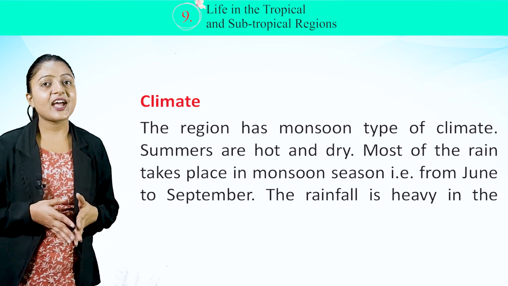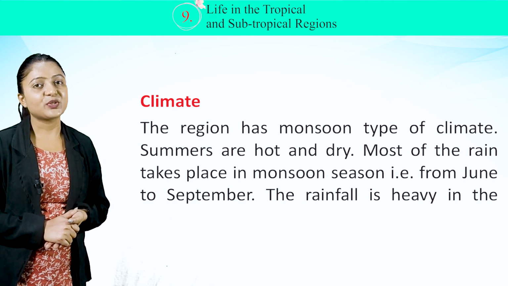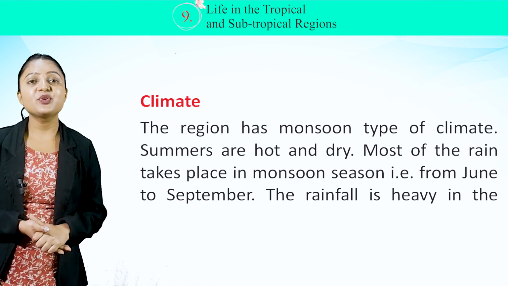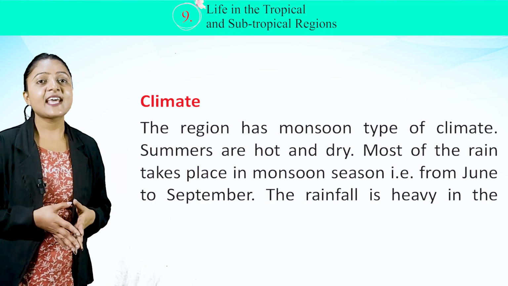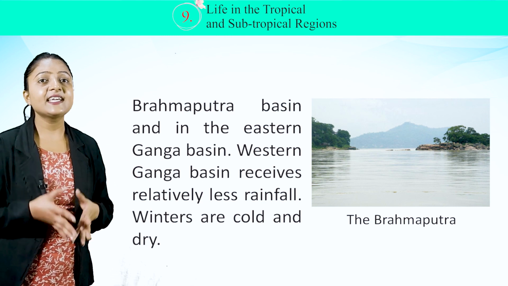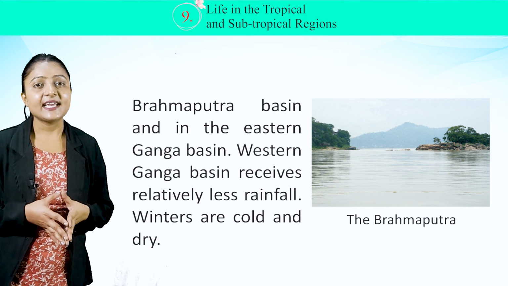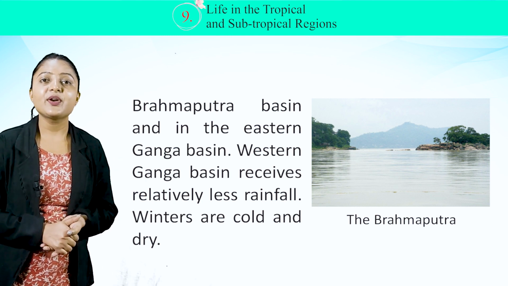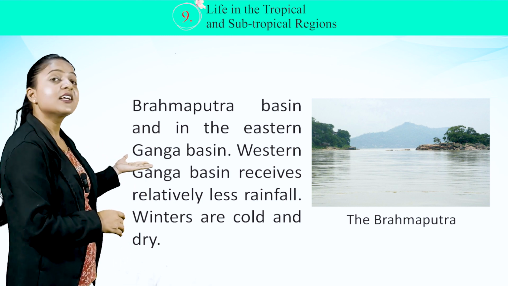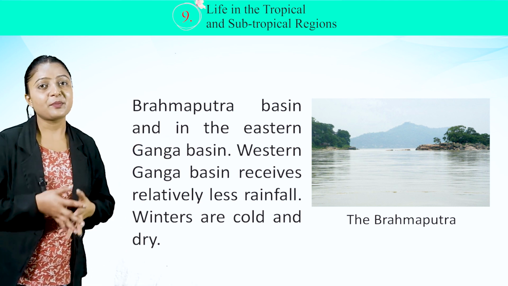Summers are hot and dry. Most of the rain takes place in monsoon season, that is from June to September. The rainfall is heavy in the Brahmaputra basin and in the eastern Ganga basin. Western Ganga basin receives relatively less rainfall. Winters are cold and dry. In this picture, you can see the river, the Brahmaputra.